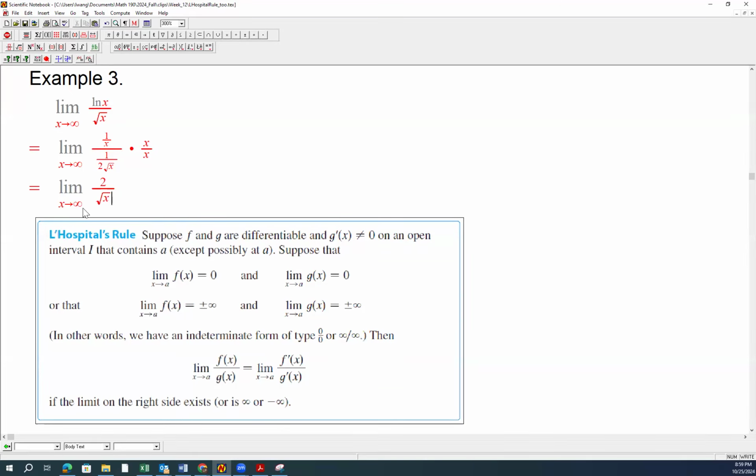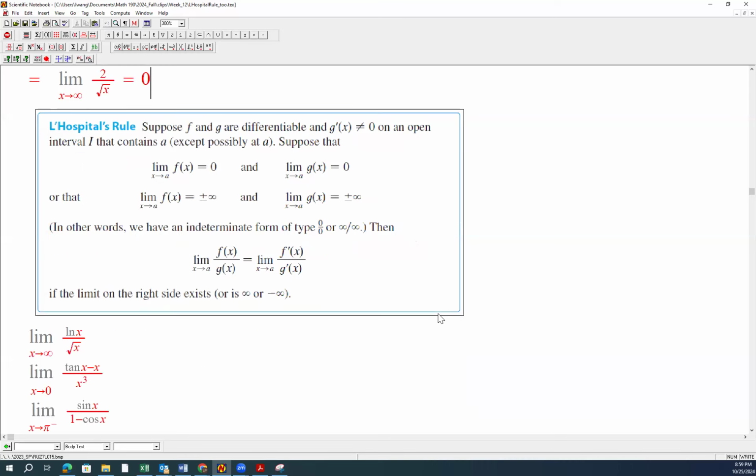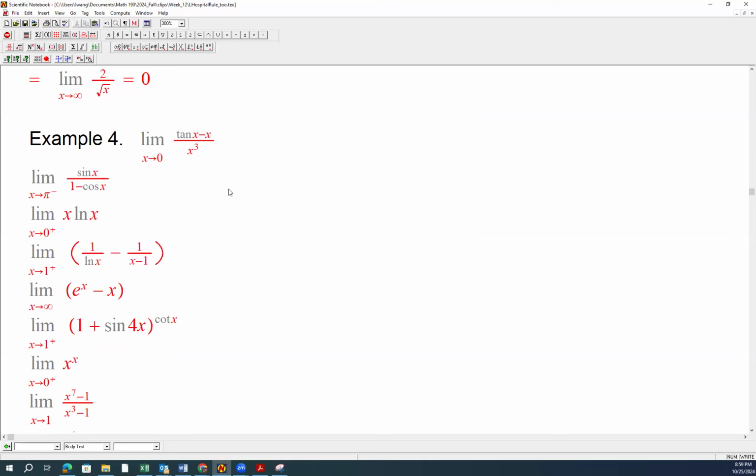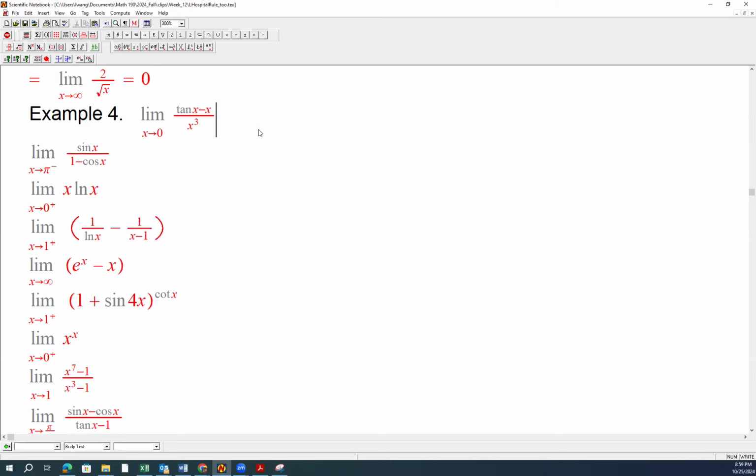While x is approaching infinity, the numerator is a fixed number, the denominator approaches infinity, so the limit is going to be 0. Okay, so that's done. So that's example number 3. Let's look at example number 4. And we're going to put this L'Hopital rule under.